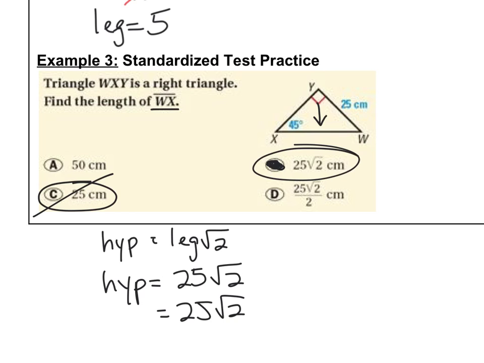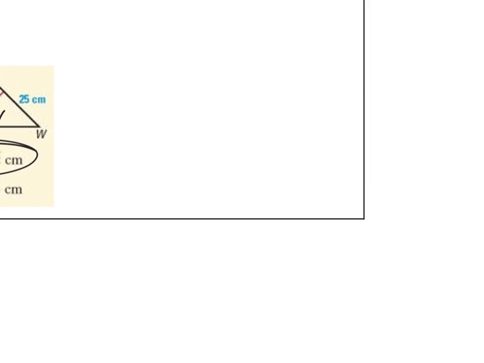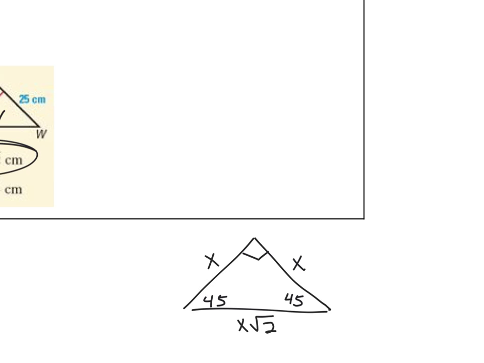So again, just to wrap up 45-45-90s, please understand that all we're looking for, if these are 45 degrees here, and this is a 90, the legs will always be the same number, and then the hypotenuse is always a leg times radical 2.